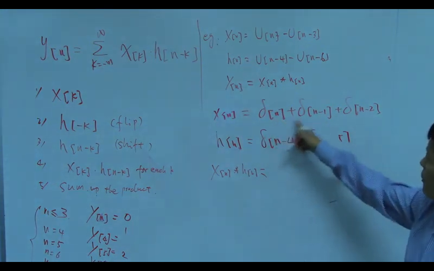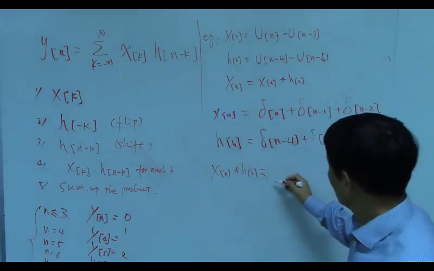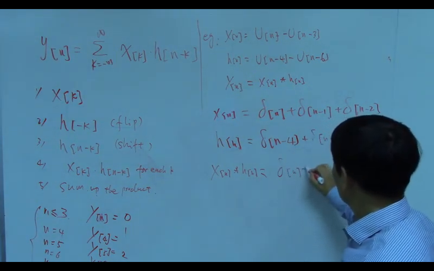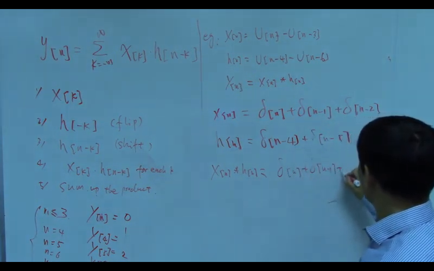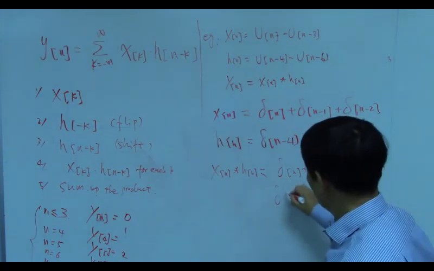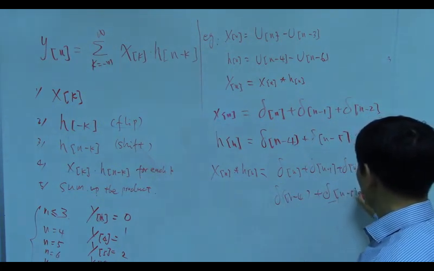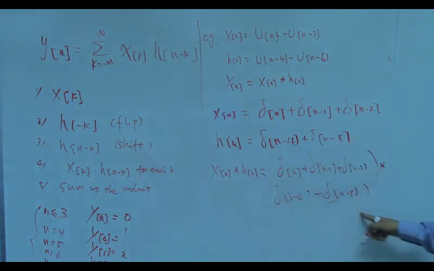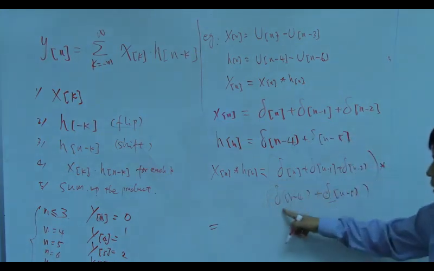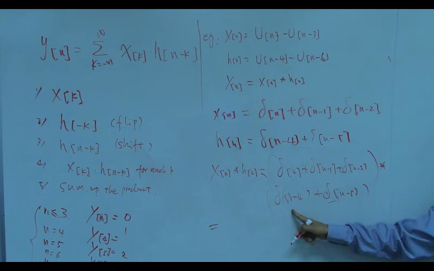This one convolved with this, n minus 5. So what I have is, I copy all this, n minus 1 plus n minus 2, all this convolved with n minus 4 plus n minus 5. So we have 3 terms here and 2 terms here. Convolved, so we are going to have 6 terms. The first term is this one convolved with this one. What do you have?